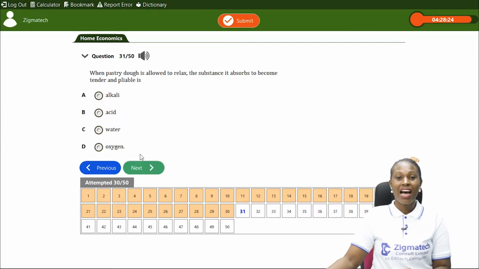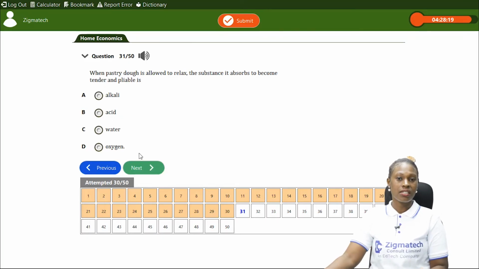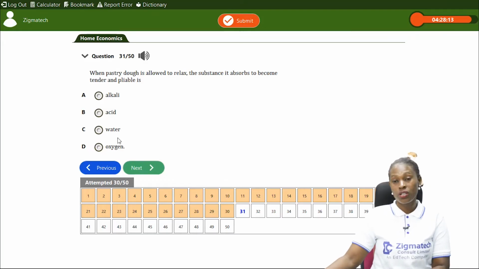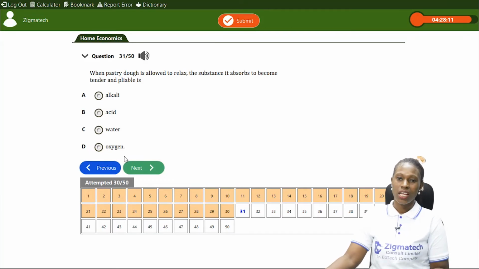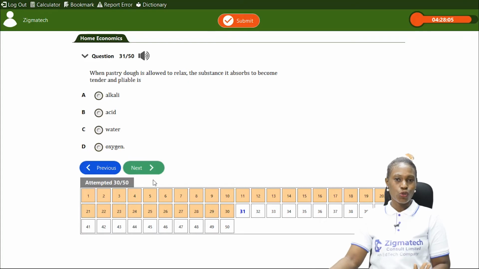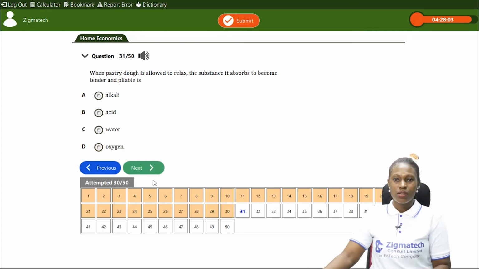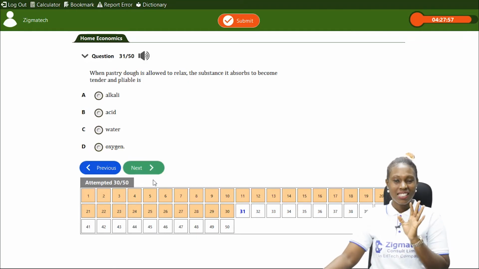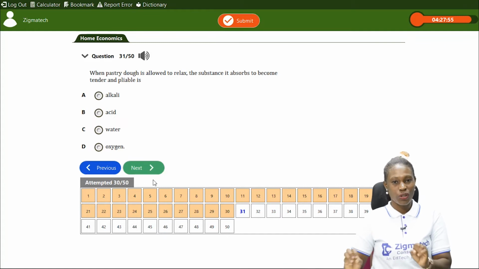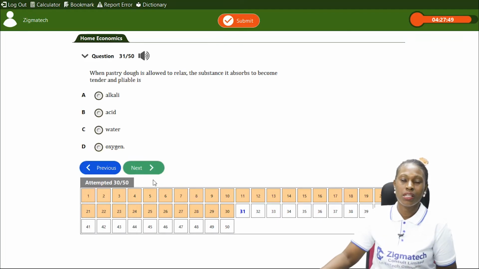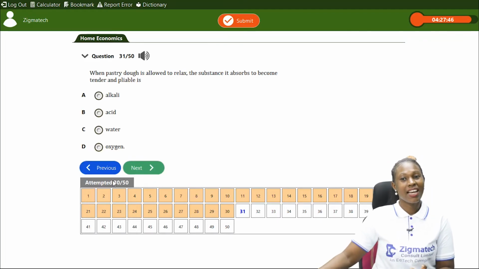When pastry dough is allowed to relax, the substance it absorbs to become tender and pliable is: A, alkaline, B, acid, C, water, D, oxygen. Now, after putting everything in your dough, you leave it to proof. The question is, what is that substance that it absorbs that makes it tender and pliable, for you to now work with, to prepare whatever you want to make? So the answer here is water.